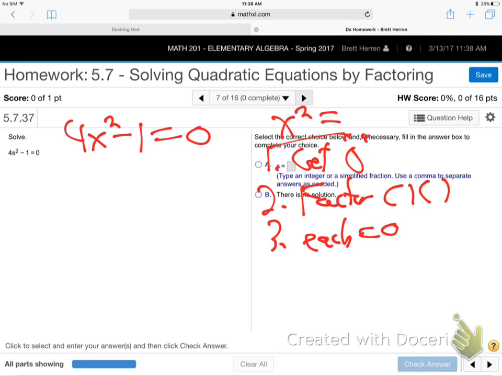So step 1, get a 0, already done, don't need that. Step 2, factor. So that's the 2 parentheses, right? Because they don't have anything in common, do they? 4x squared has nothing in common with 1, so I'm not going to do the 1 parenthesis step. Am I making any sense when I say all that?